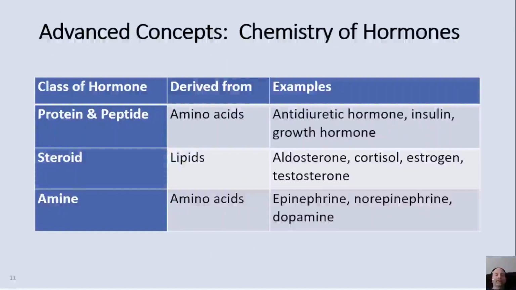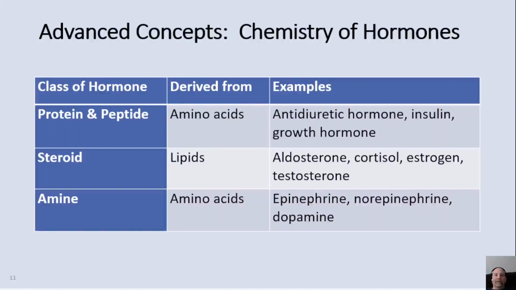There are three different classifications of hormones: protein and peptide hormones, steroid hormones, and amine hormones. Protein and peptide hormones are derived from multiple amino acids that link to form an amino acid chain. Examples of protein hormones include insulin and growth hormone. An example of a peptide hormone is antidiuretic hormone.